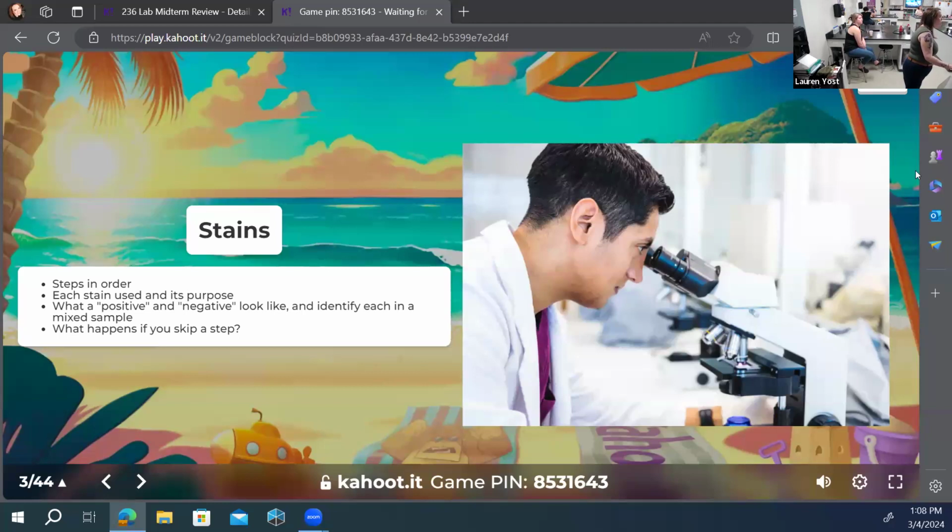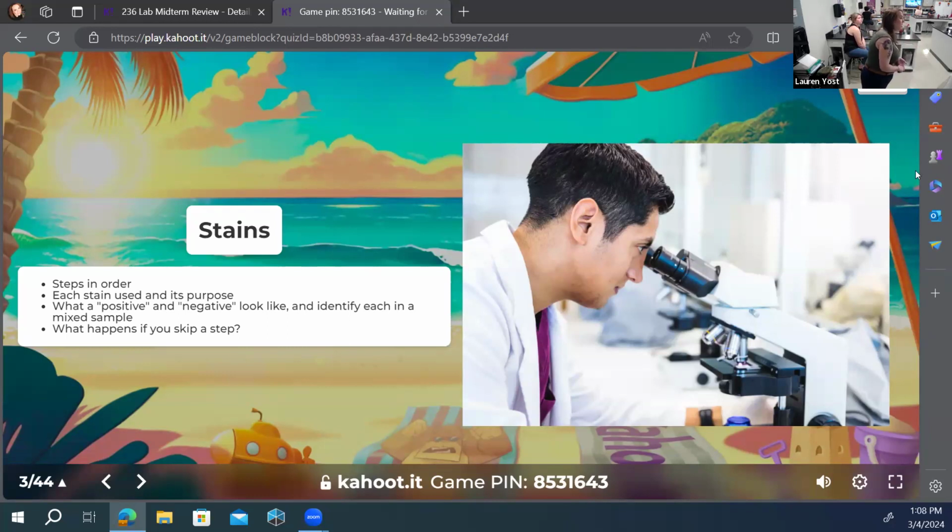So what does a positive and a negative look like for each type of stain? If it's positive, what color would it be? If it's negative, what color would it be? Or would it have a color at all? And identify each in a mixed sample. I'm not gonna give you a mixed image in a microscope, I don't even know what I would ask about it. I'm usually just gonna give you a population, positive or negative. But if I could have given you a mixed, be able to tell them apart. If you can know them that well, then you're in good shape.